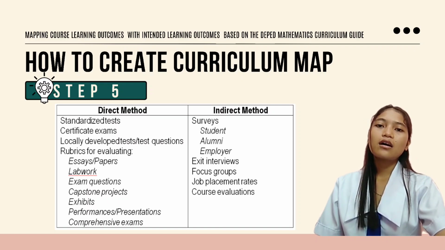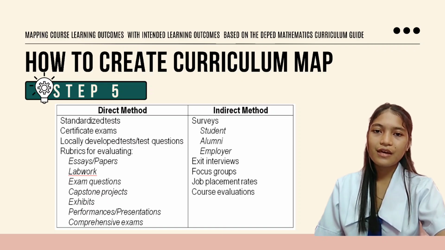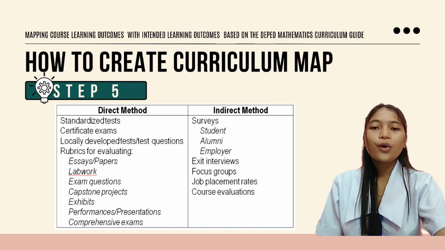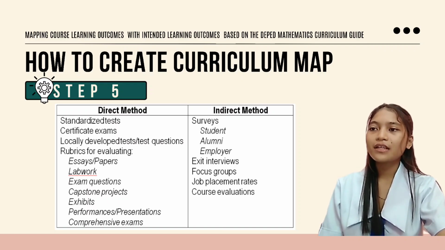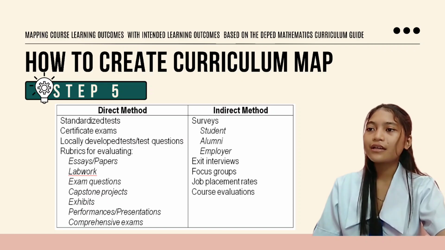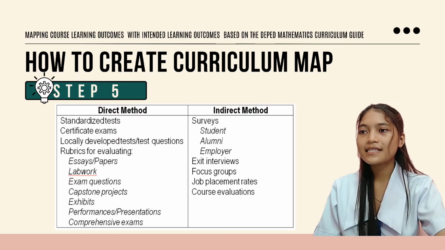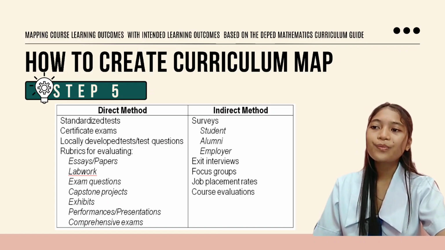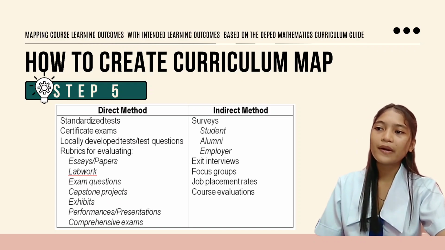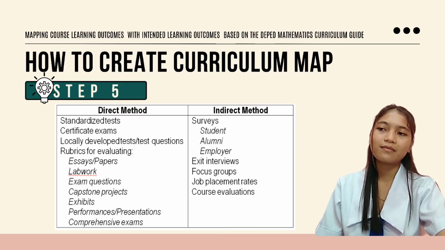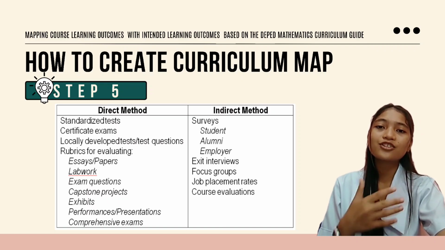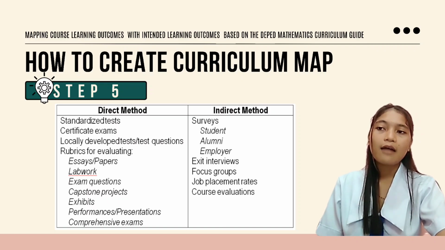But first, let us know what a direct method is. A direct method is a method that is used when the teacher is in the classroom and gives training to the students. Examples of this are a standardized test, certificate exams, locally developed tests, test questions, rubrics for evaluating essays or papers, lab work, exam questions, capstone projects, exhibits, performances or presentations, and comprehensive exams. So those are examples of direct methods. In a direct method, the teacher lectures and the students just listen.